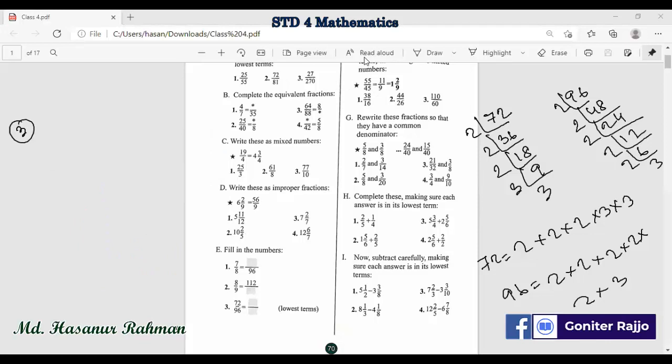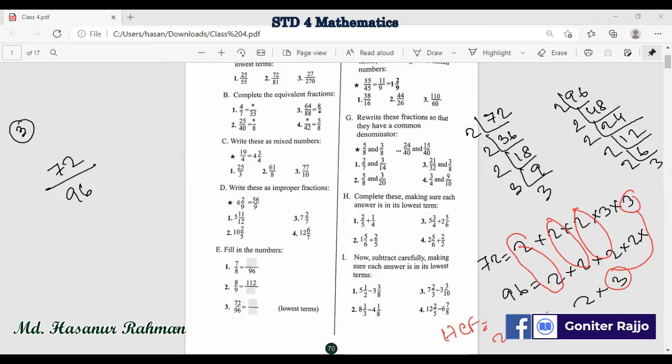You can also solve the problem by finding the HCF. So what is the HCF of 72 and 96? You know, these 2 are common, these 2 are common, these 2 are common, and another 3 is common. So HCF should be 2 times 2 times 2 times 3. So 3 times 2 is 6, 6 times 2 is 12, 12 times 2 is 24. If you divide 72 and 96 by their HCF, then you will get 72 divided by 24, that is 3, and 96 by 24, that is 4. So you can solve the problem in that way too. Actually, you can solve the problems in a lot of ways. You can choose which one is suitable for you.